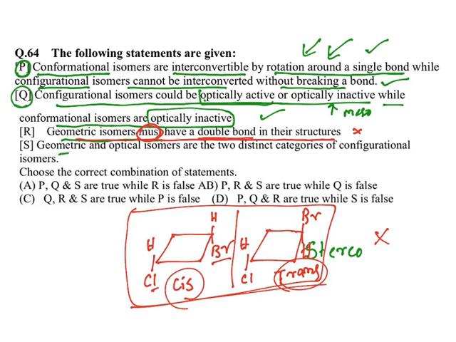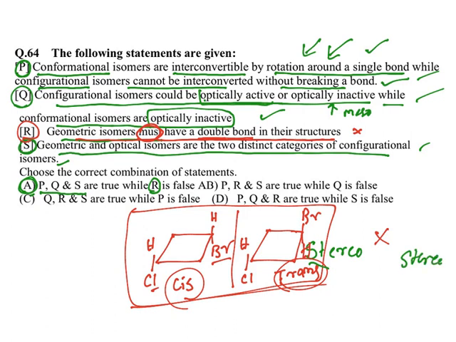Now next one, geometric and optical isomers are two distinct categories of configurational isomers. Perfectly true, absolutely true. So all these statements are in fact definitions. So remember them. Out of P, Q, R, S, except R, all are correct. So we need to find that answer. P, Q, S are true while R is false. So these are all the basic things for stereochemistry. You better take a screenshot so that you will understand everything. So this is about organic chemistry concepts.